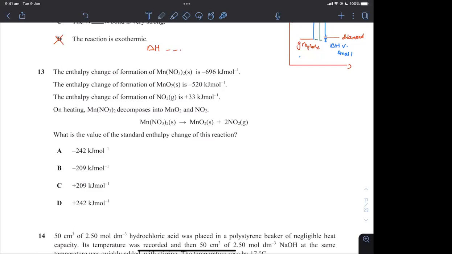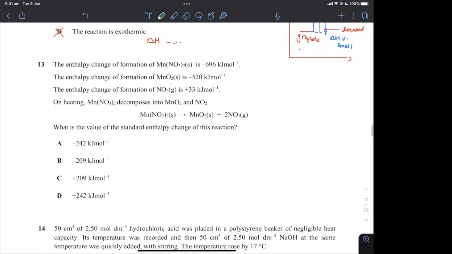Yes. Okay, so in this question, you are given an equation. This equation has to be balanced, which it is. Then look at the information you're given. Always focus on the information you're given. You're given formation. So some teachers would expect the students to write in the equation, starting from the elements and so on.